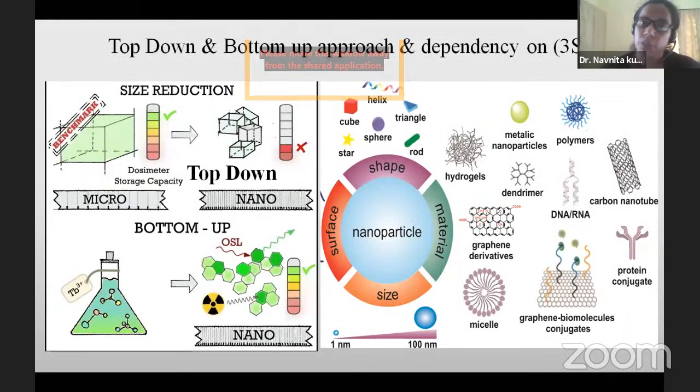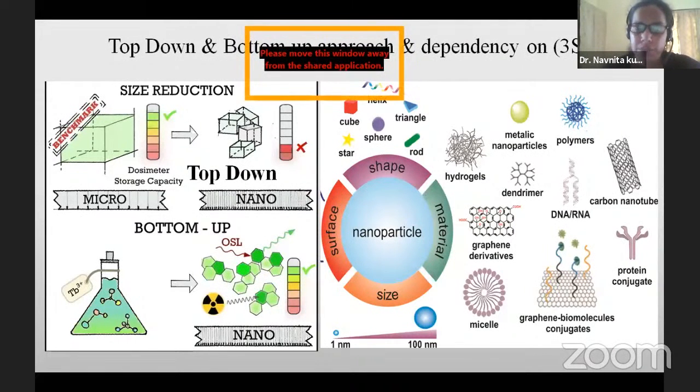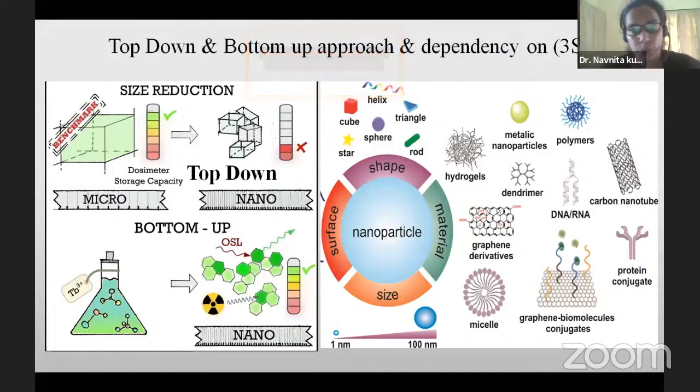The choice of the top down or bottom up approach is also very much dependent on the 3S, that is surface, size, and shape. If we look at the surface properties of the material, the surface, shape, and size of the material play a very important role, such as in carbon nanotubes, graphene, polymers, metallic nanoparticles, dendrimers, and hydrogels. So it's up to you which application you want, and which type of shape and size of nanoparticles.